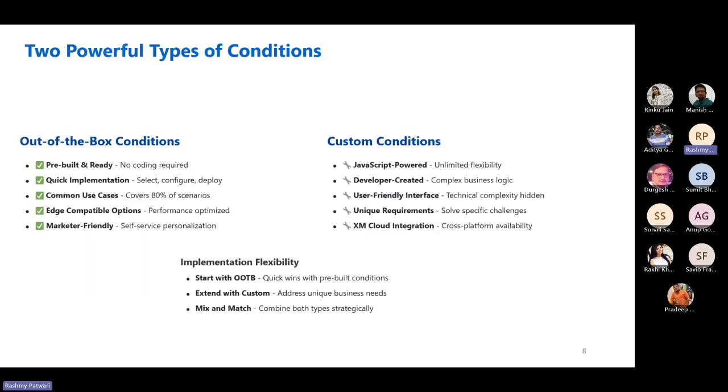Okay, so again, two types of conditions. In this slide, we highlight both of them: the out-of-box ones and the custom ones. I believe out-of-box is already covered in your previous presentations, so I won't go too much into detail for that. Custom conditions, like I spoke of just now, give us the power to set up the rule-based engine, and they need a developer. That's the bottom line.